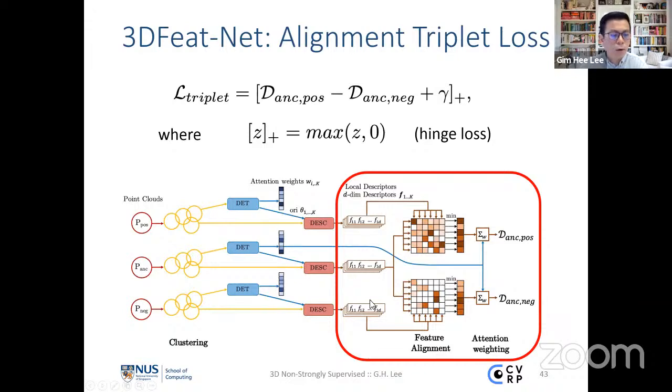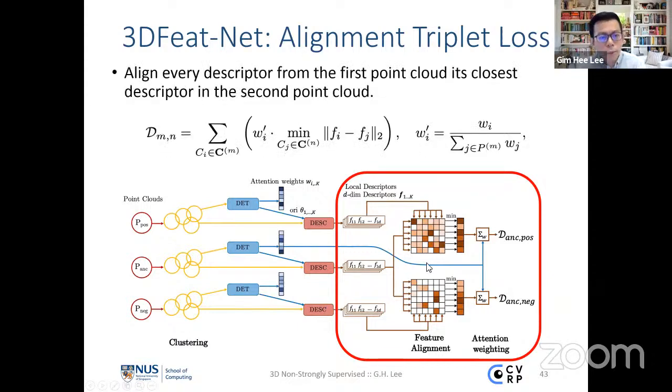We do the same thing for the negative and the anchor point cloud pair. We also find the best match over here. But now, instead of minimizing these distances, we want to maximize this distance in our triplet loss, because we want to force the anchor point cloud to be as far away from the negative point cloud as possible. And then we weigh this triplet loss with the attention weight that we have learned from the detector module over here.